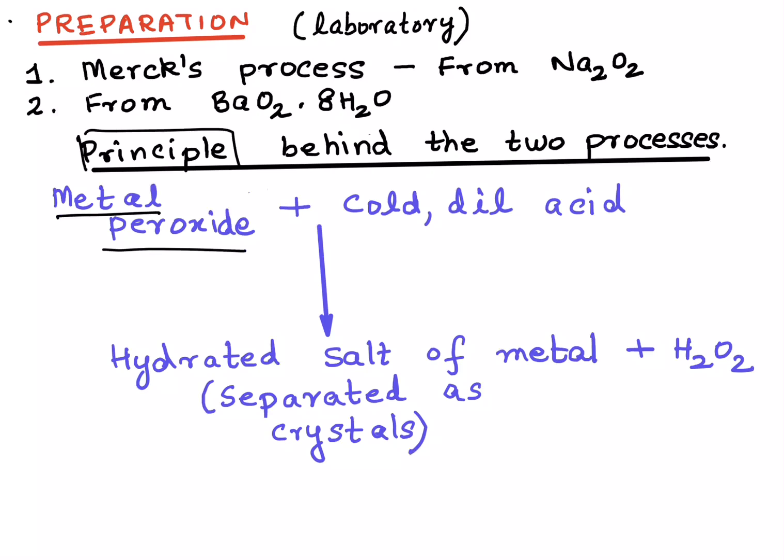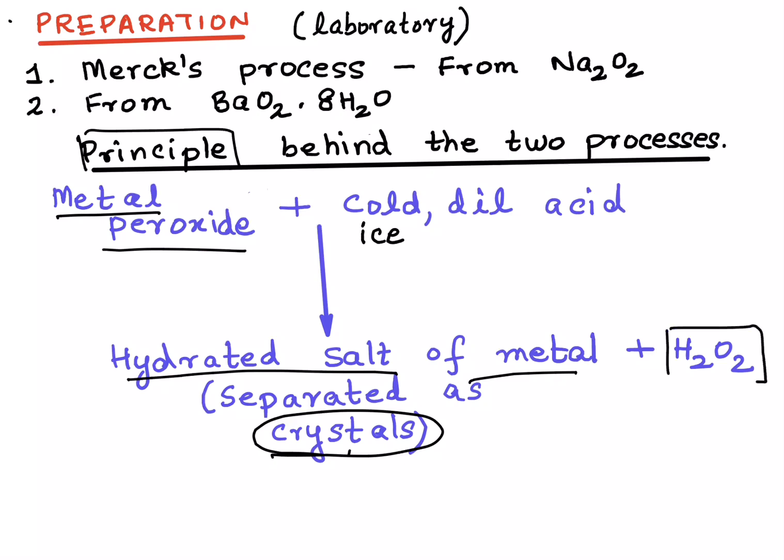When we talk about the preparation of hydrogen peroxide, the fundamental principle behind the whole thing is that a metal peroxide is treated with ice cold dilute acid. The entire reaction is carried out under low temperature conditions, because of which the hydrated salt of the metal will separate out in the form of crystals, because it is insoluble at low temperature, whereas hydrogen peroxide will continue to stay in the form of a liquid. This is where our melting point, freezing point comes in useful.